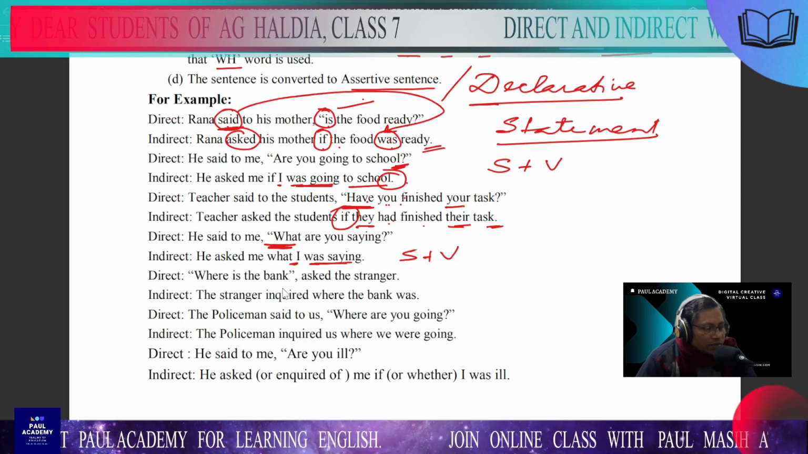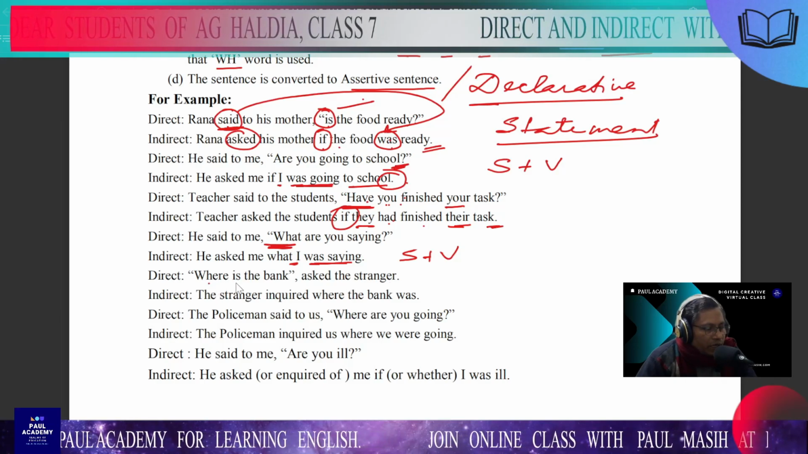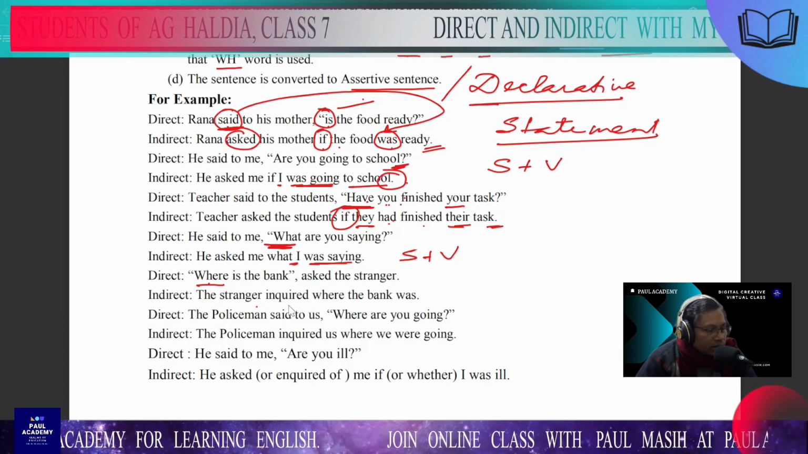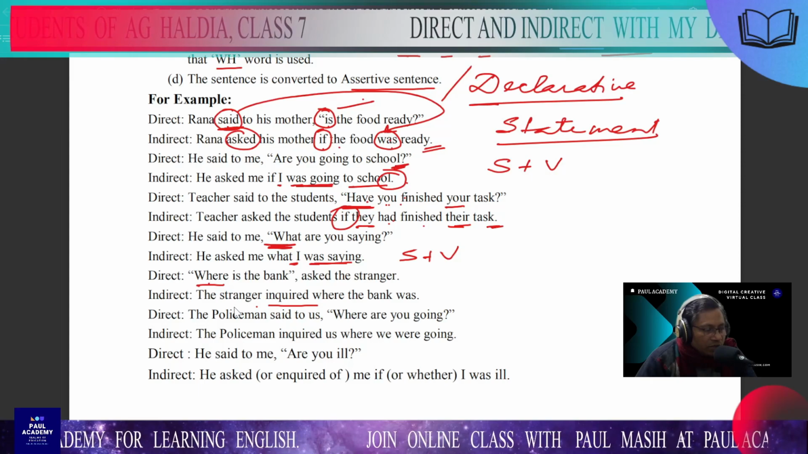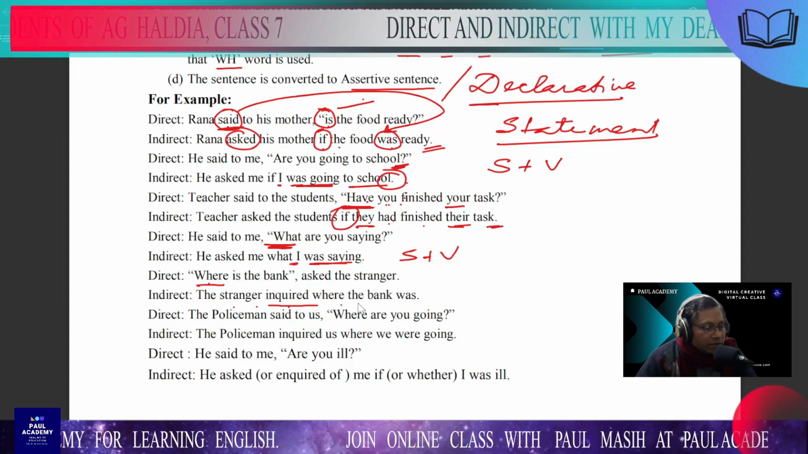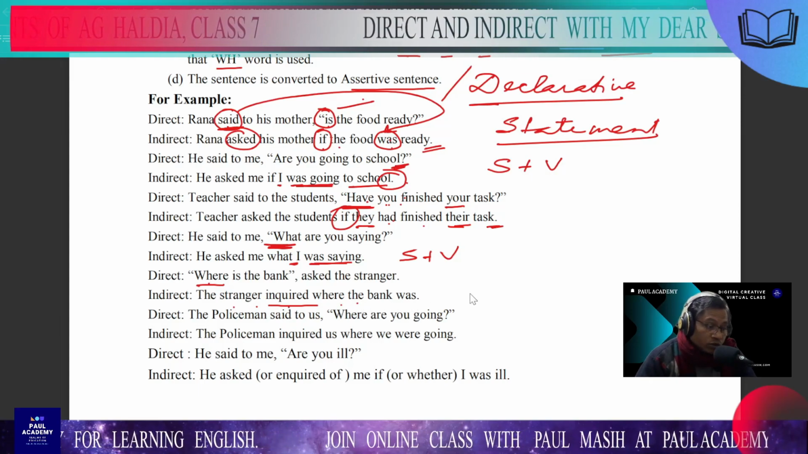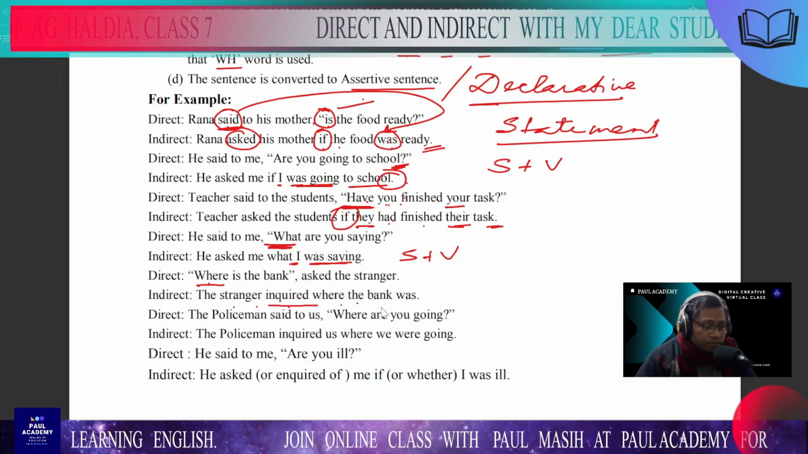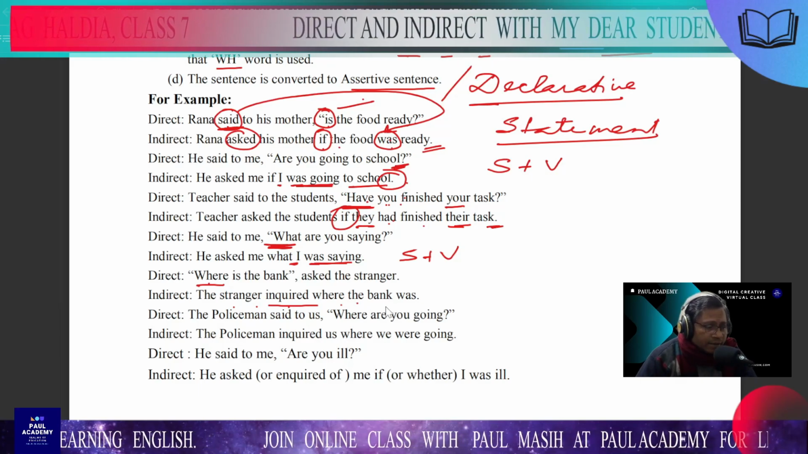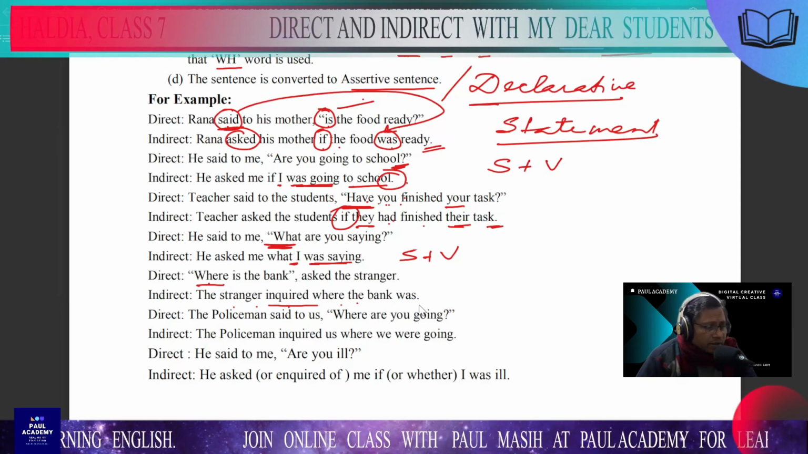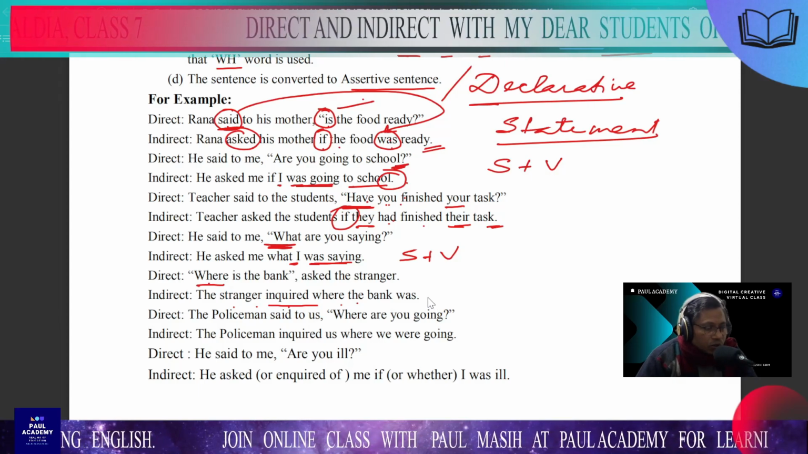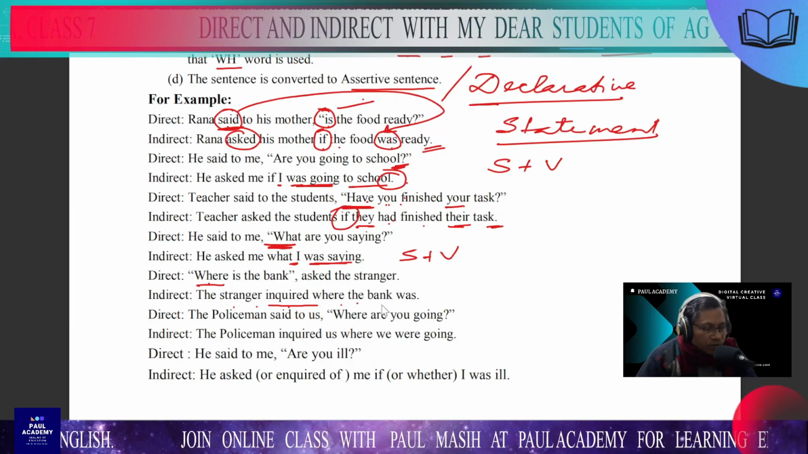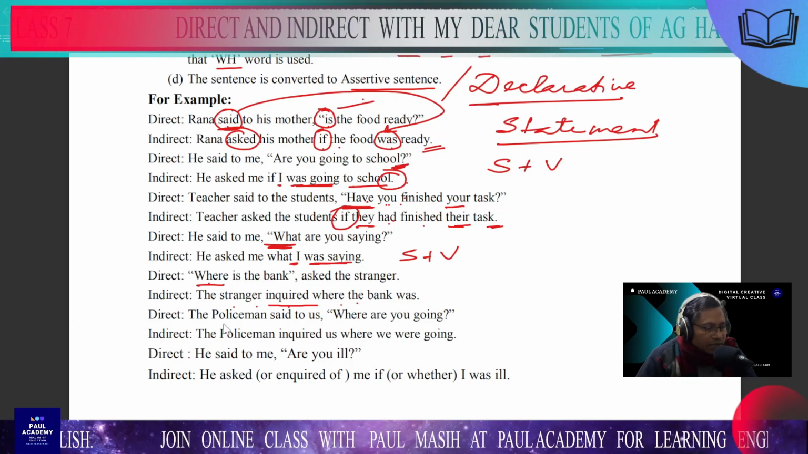Take one more example. Direct: "Where is the bank?" asks the stranger. Again it is a WH question. The stranger inquired, you can use the stranger asked where the bank was. Don't write where was the bank, because that will be wrong if you put was before the bank. Because again I'm telling you, it is an interrogative sentence, and in indirect question also you should use full stop, and it should be in the form of an assertive sentence.